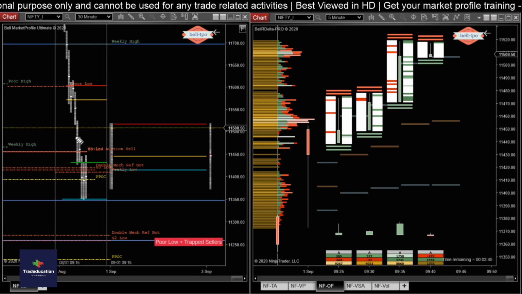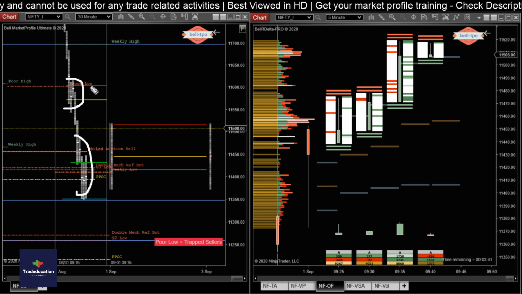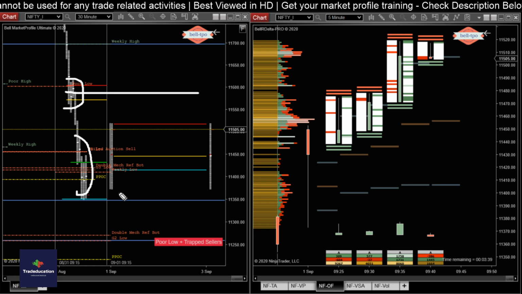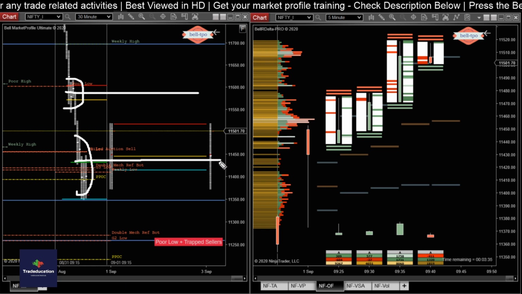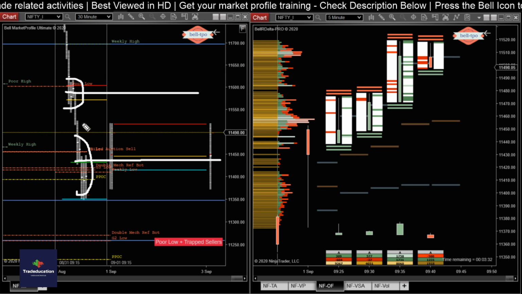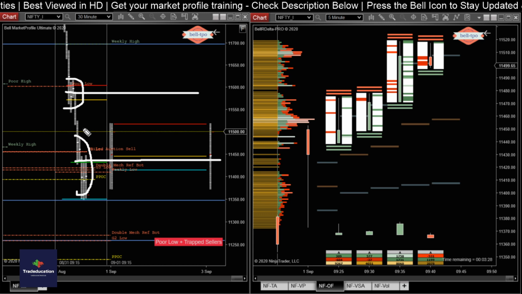So this was one balance. The auction is trying to go to the other balance. So this will be the point of control there. This is the point of control here. Okay. So overall, buyers are winning the auction. Confidence is low. Nothing much has changed. Nothing much has happened.